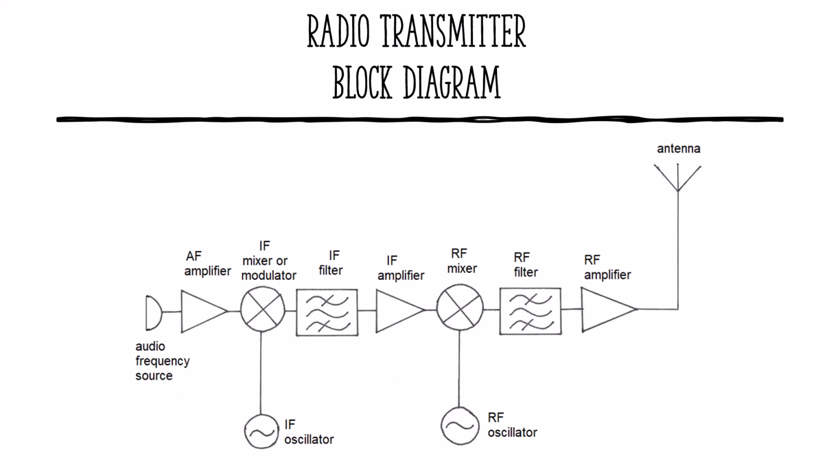Now, following the mixer, you have a filter to filter out frequencies you don't want and select the ones you do. Amplify that signal again. Mix it another time to get a radio frequency that the wavelengths are short enough that they can easily be transmitted off a physically smaller antenna. And then you have an RF amplifier and then out through a feed line to the antenna.